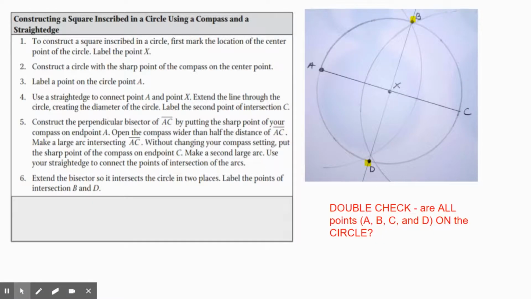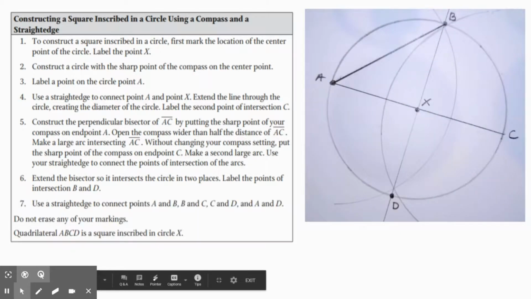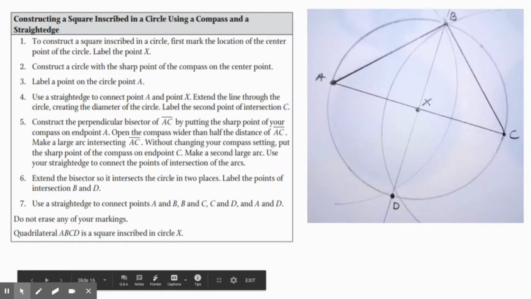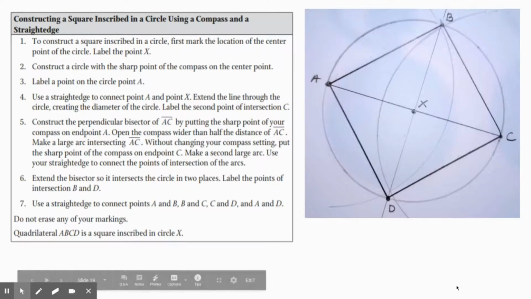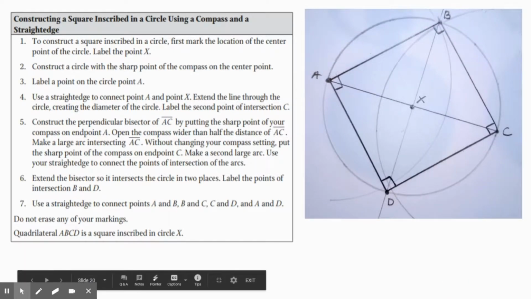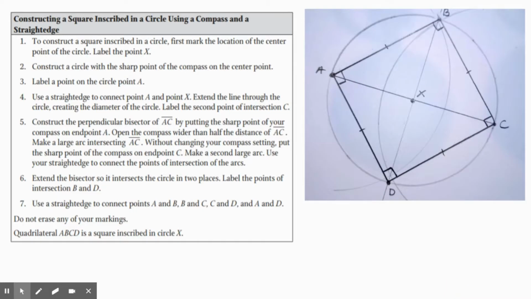Once again, double check, are all the points A, B, C, and D on the circle? If they're not, you're not going to end up with a square. Next, we're going to draw a line segment from A to B, B to C, C to D, and finally A to D. And now we can conclude we have a square ABCD with right angles at A, B, C, and D. And all the line segments, AB will be congruent to BC, which will be congruent to CD, which will be congruent to AD.